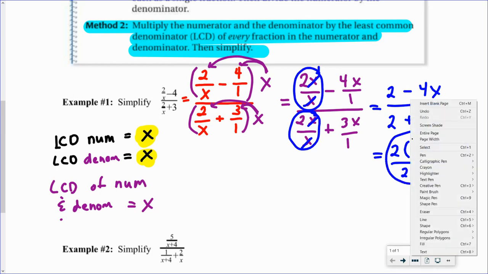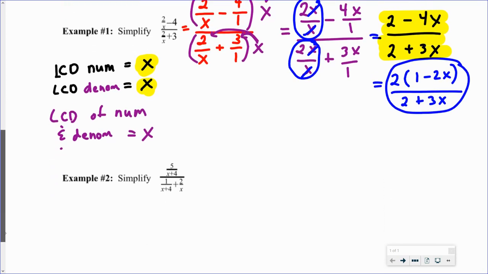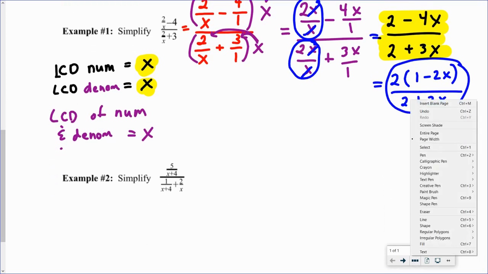Also, just as an aside here, this answer right here, if we can't factor out any common factors from the numerator and denominator, is going to be an acceptable answer as well. All right, so let's look at one that's a little bit more involved.